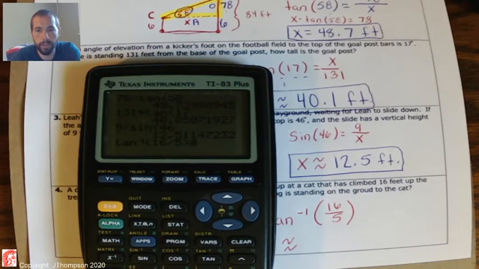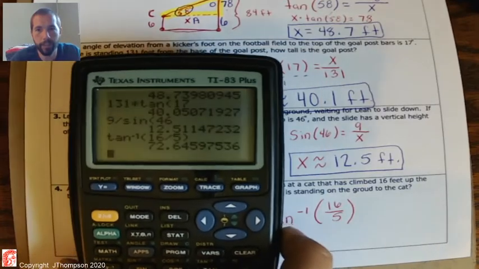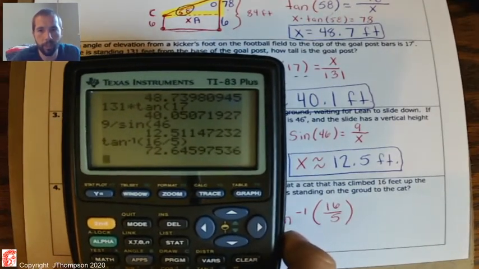Okay, now when you do that, you'll get 72.6, and we know that that's an angle of elevation, so it's a degree measure. So it'll be 72.6 degrees.